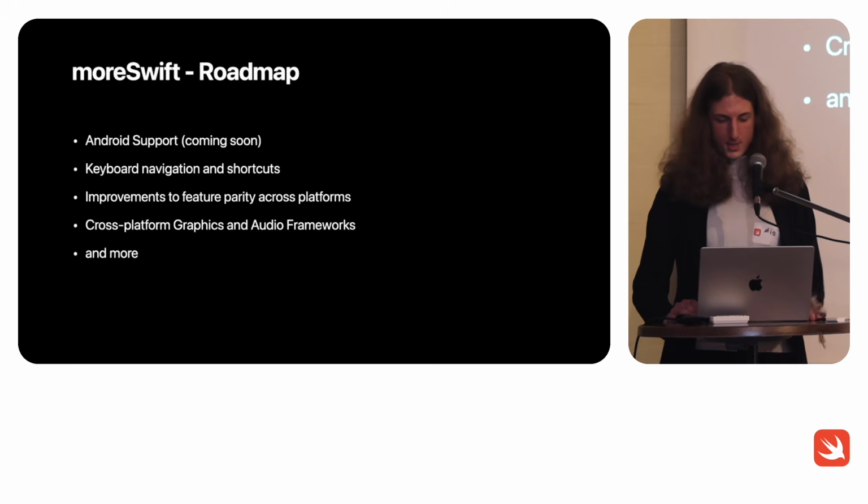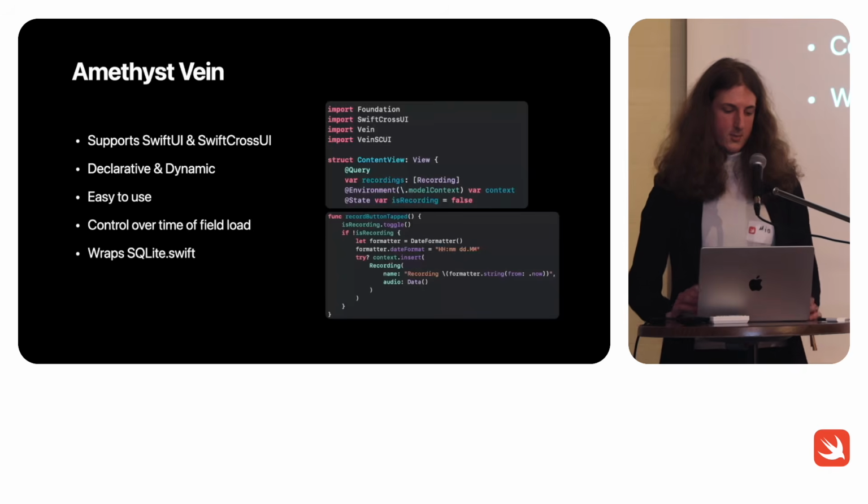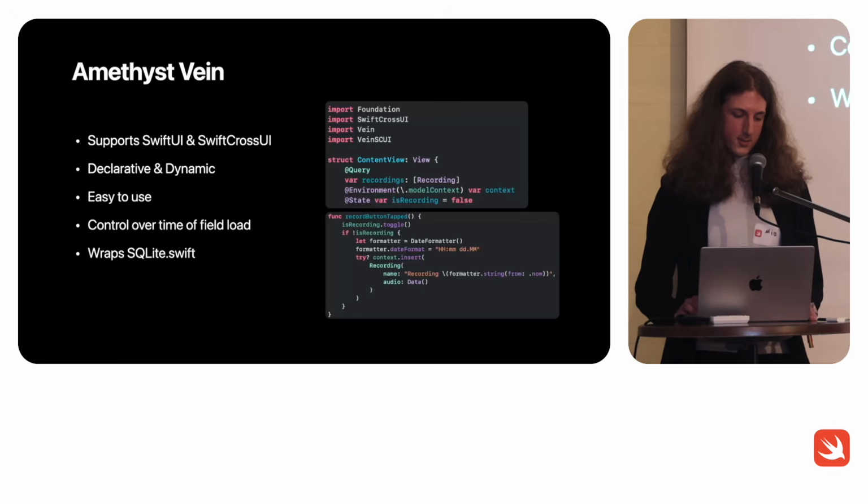What else do we need though? Of course, we often need to persist data, and that's what Amethyst Vein is for. It's something I was building in the last weeks. It supports SwiftUI and SwiftCrossUI. It's declarative and built for dynamic frameworks like SwiftUI or SwiftCrossUI, but also works without them.